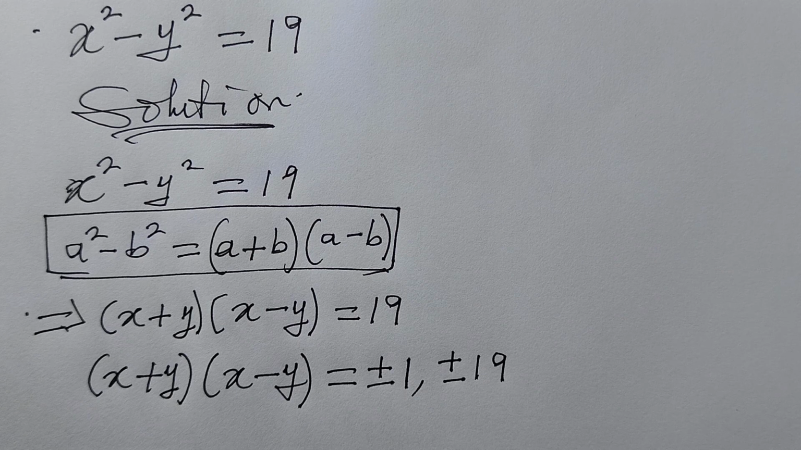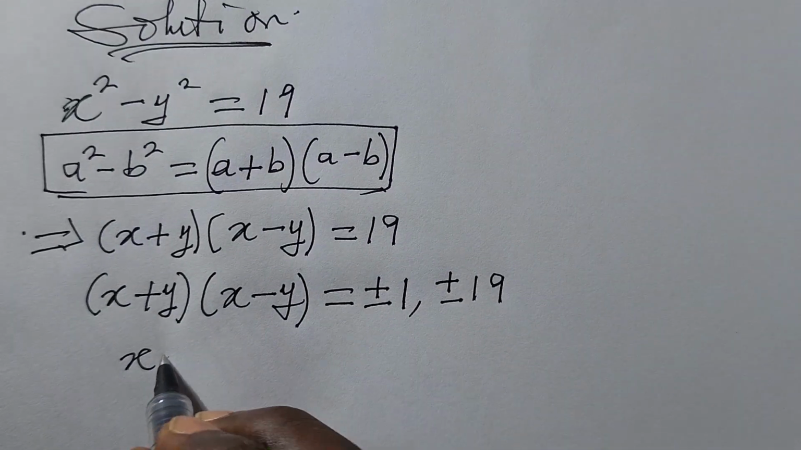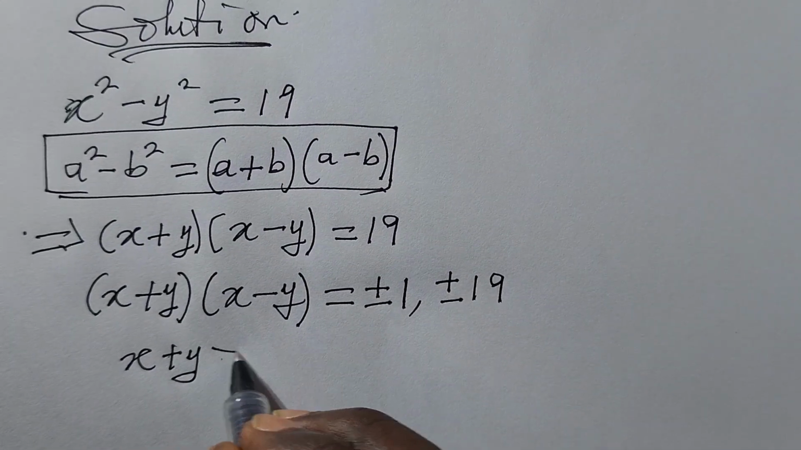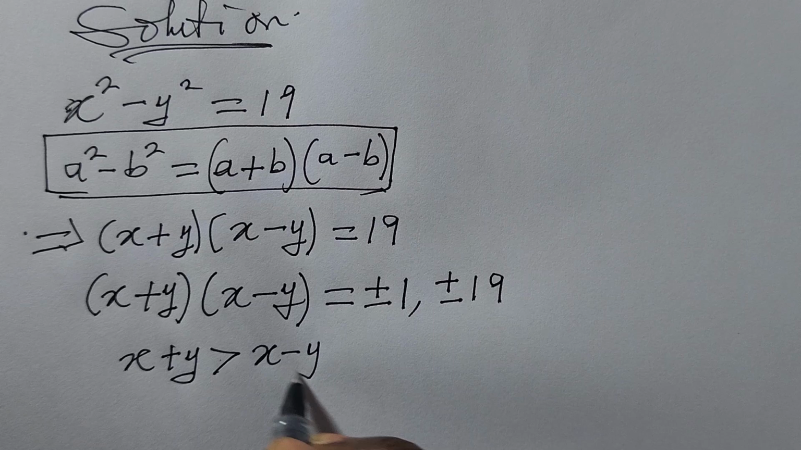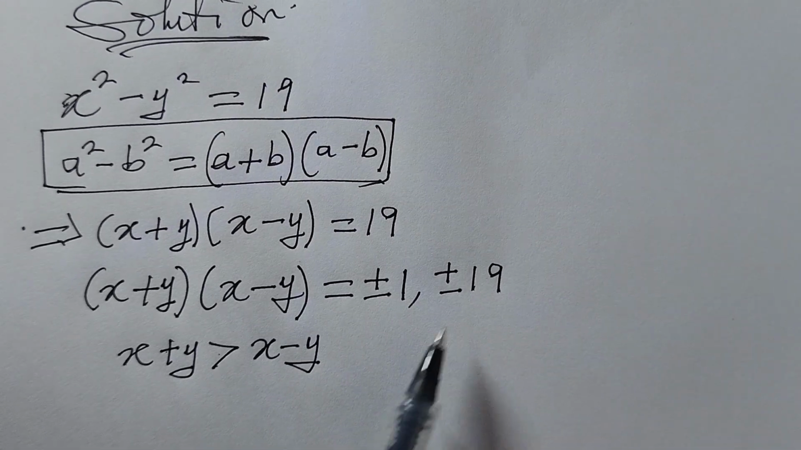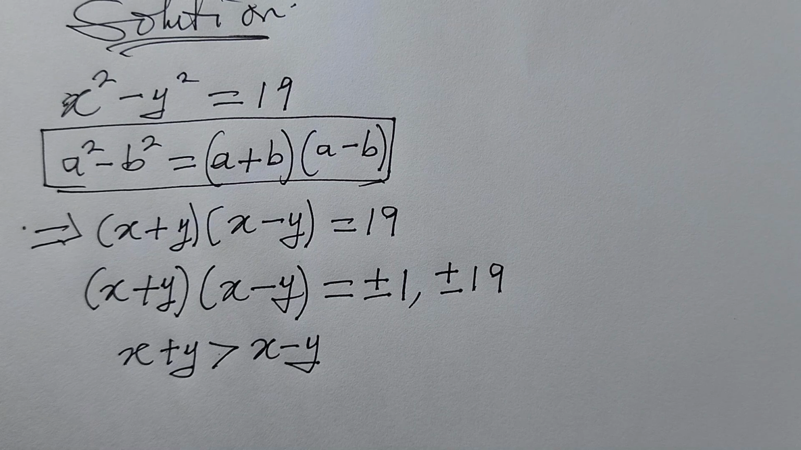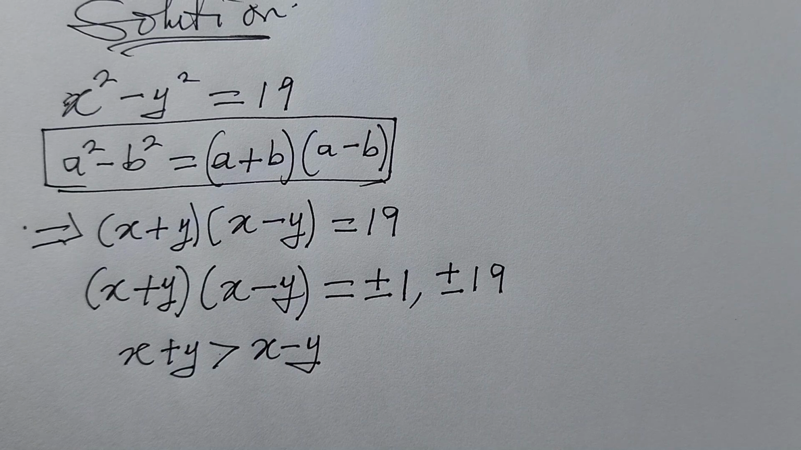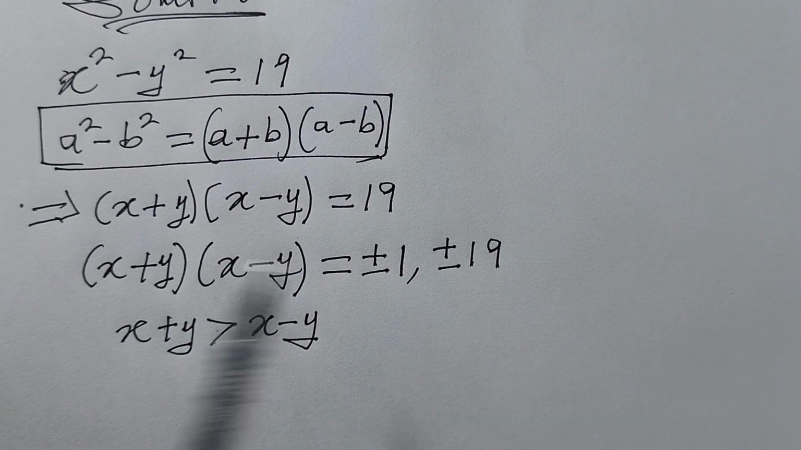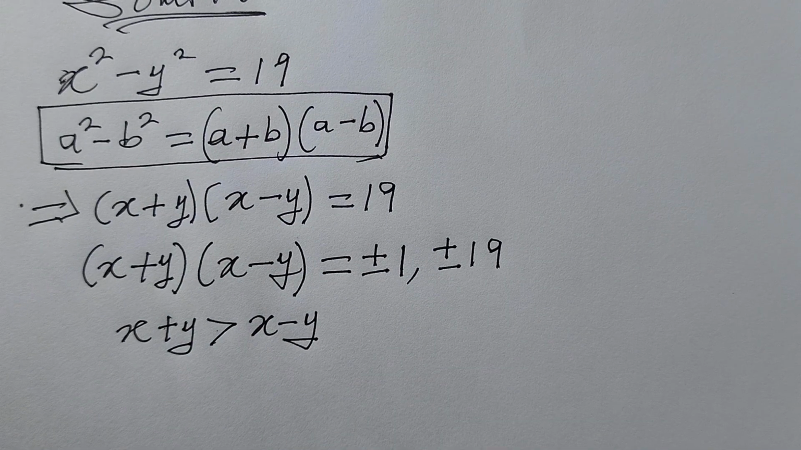Now, in some of the content I've seen, they say that because x plus y is greater than x minus y, we are going to ignore some factors or some cases here, but no. We are going to consider all the cases, and at the end, we substitute the values of x and y into the original equation, and we will discover that they all satisfy the original equation, which is this. So let's take our first case, because here we have four cases. We're going to consider all the four cases.